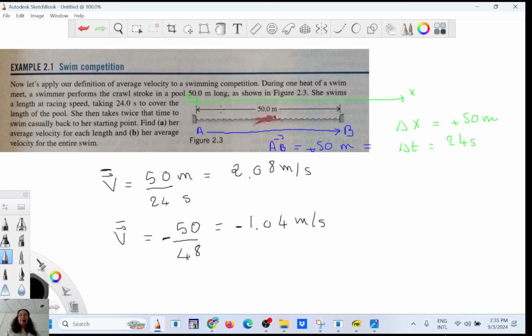However, tricky question. If they ask you the average velocity for the entire trip, so she goes from here to there and then back, the velocity will be 0. Not the average speed, but the average velocity. Okay?